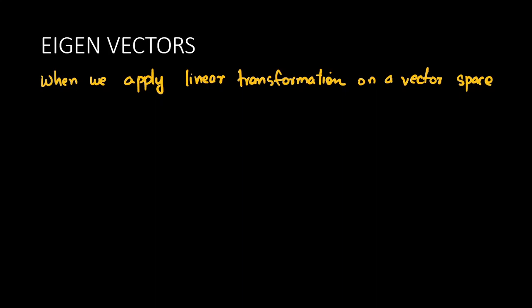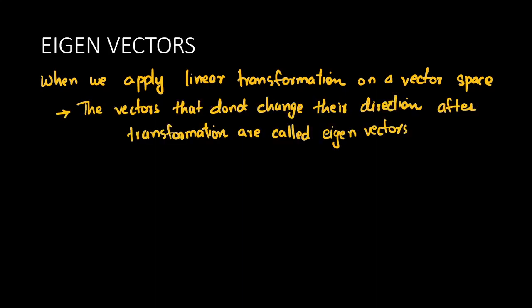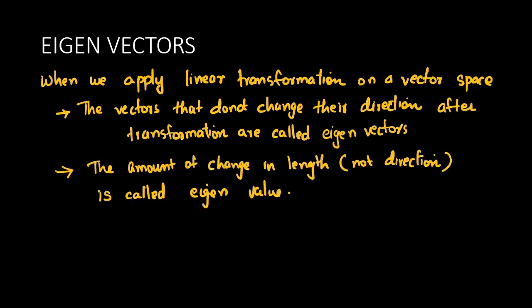When we apply a linear transformation on a vector space, the vectors that do not change their direction after transformation are called eigenvectors. And what is an eigenvalue? It is the amount of change that happens to the length of the eigenvector. The amount of change in length, not in direction, is called the eigenvalue. They are connected. We say that the eigenvalue of an eigenvector is this much.